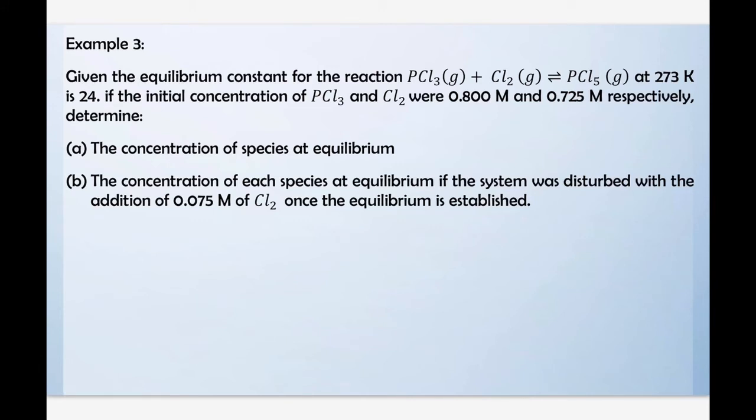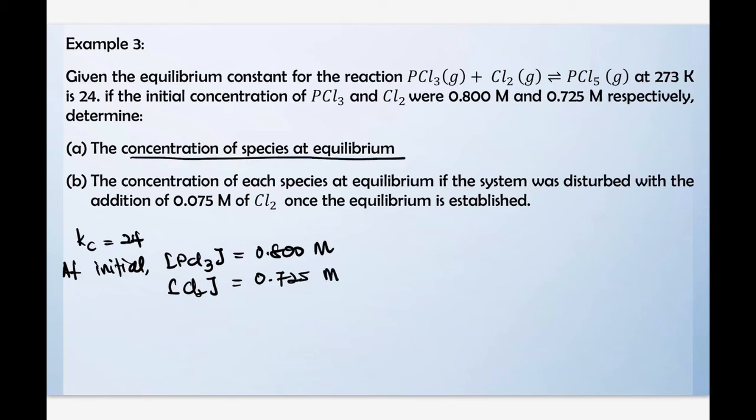So, you are given the equilibrium constant for the reaction, which is 24, and the initial concentration for PCl3 and chlorine also given. Question A, you were asked to determine the concentration of species at equilibrium. So, sebab dia kasih kamu initial concentration dan dia minta kamu cari concentration of species at equilibrium, dan dia bagi kamu value Kc, maksudnya kamu kena solve question A guna ice table.